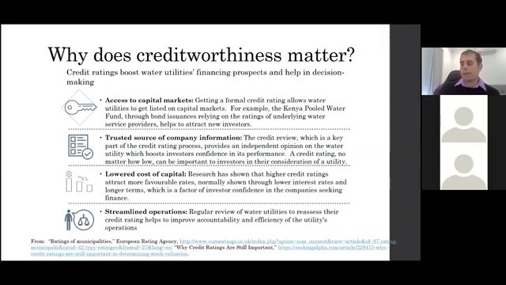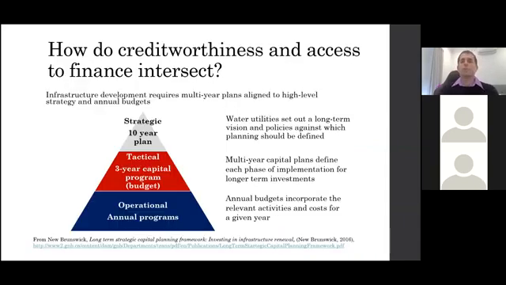But moving along to the next slide, because I am conscious of time and I want to make sure that we have sufficient time to talk through everything. I do want to also talk about how creditworthiness and access to finance intersect. So if you look at the diagram on the left-hand side, you'll see that there are 3 different areas of the pyramid. The bottom one is the operational or annual program side.